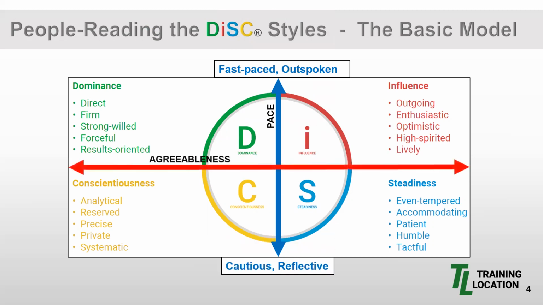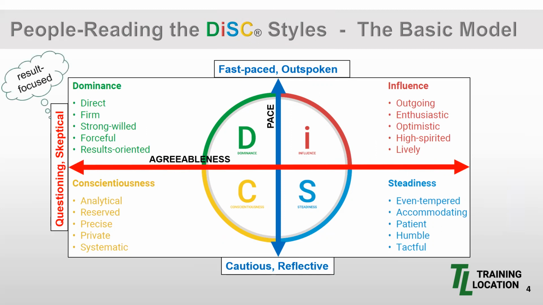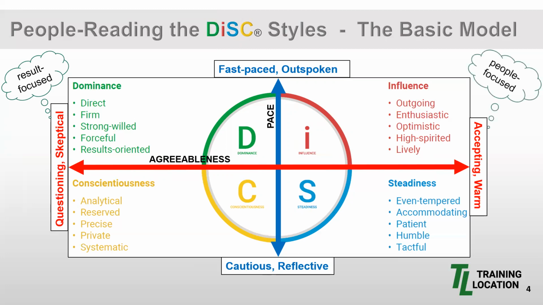The horizontal dimension is known as your agreeableness quotient. And what I mean by this, those who are less agreeable place a lower priority or concern on cooperation and social harmony. We refer to them as questioning and skeptical on the left end of the dimension. And the general term for these might be result focused. Those who are more agreeable place a higher priority on cooperation and social harmony, and we refer to them as accepting and warm on the right end of that dimension. And a general term for them might be people focused.